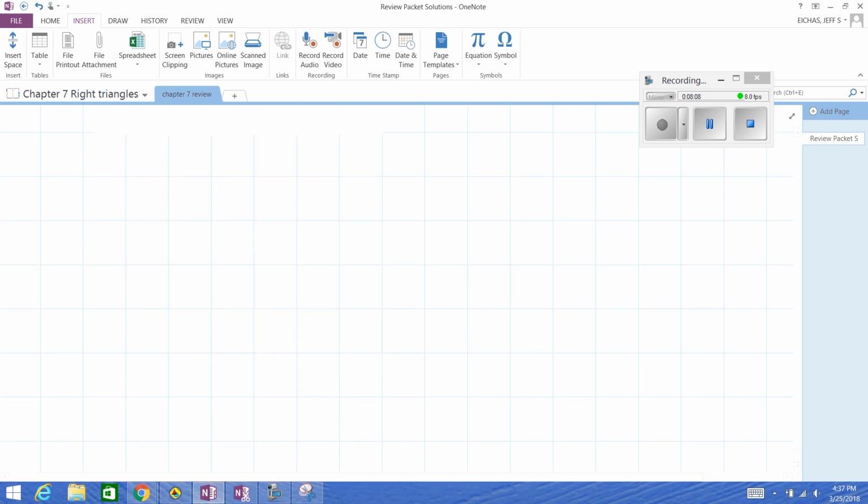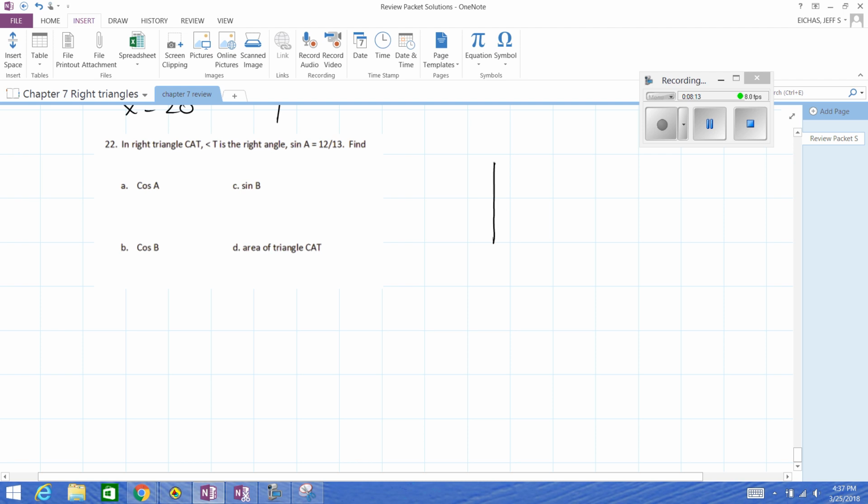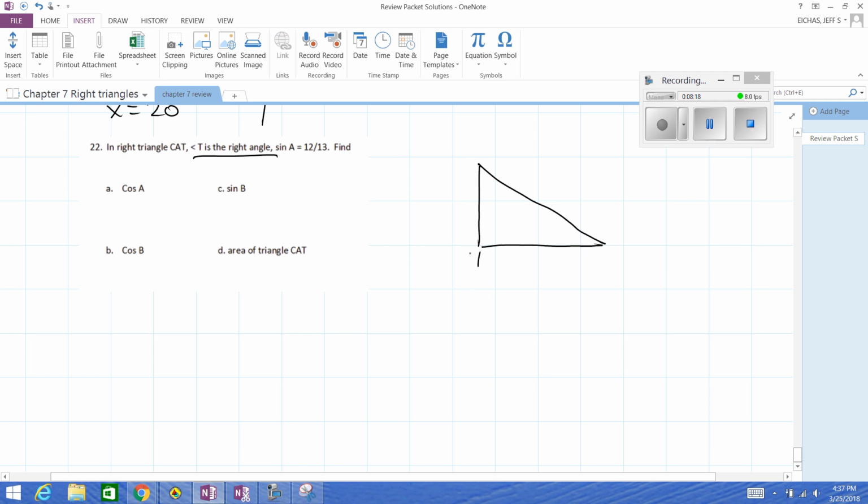Okay, tricky problem, especially because they're using the wrong letters when I did this one. So it's right triangle CAT, where T is the right angle. All right, why don't we make this A and this C. All right, a little tricky. So if they tell us sine A equals 12 over 13, you could figure out the angle, but you don't have to. Here's what that's saying.